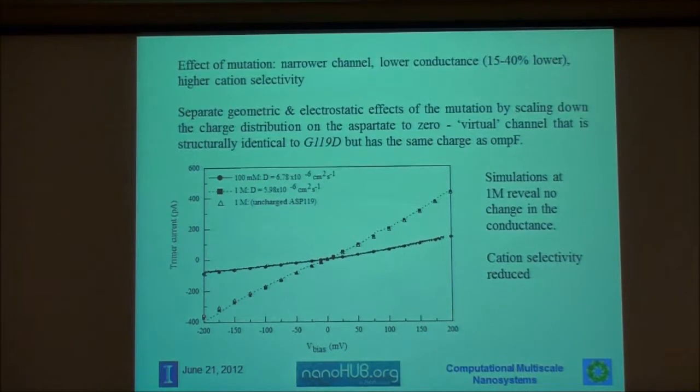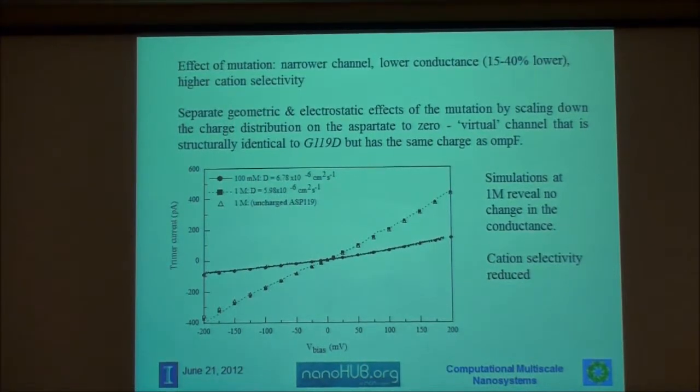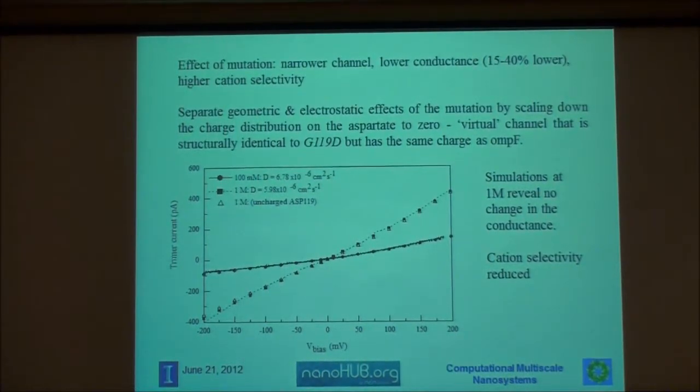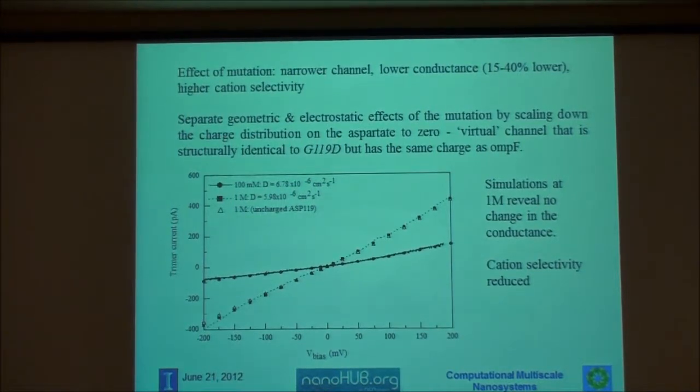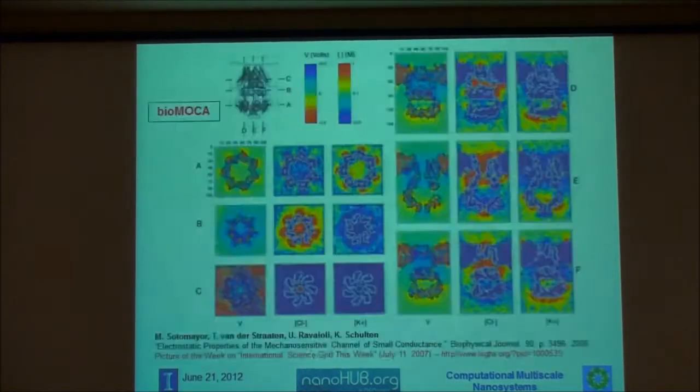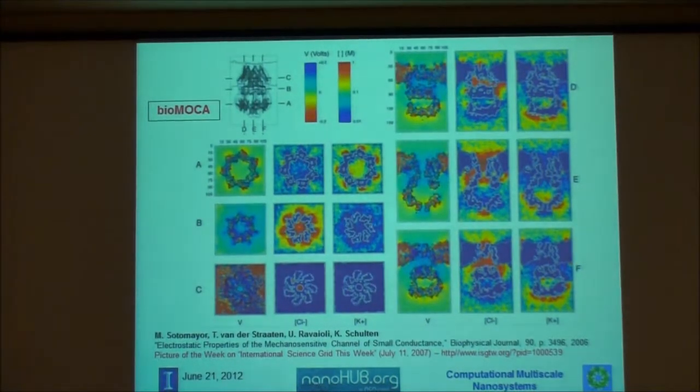The upshot is that the effect of charge is not as important as the effect of geometry, which sort of makes sense, right? If you make a constriction, you will get more difficulty in penetrating. I have a few more examples just to show you, just the last few minutes.